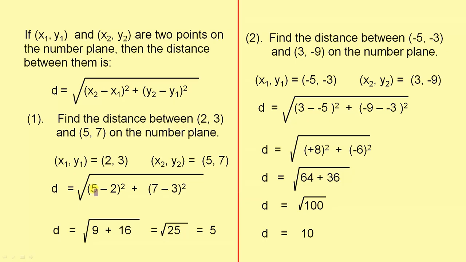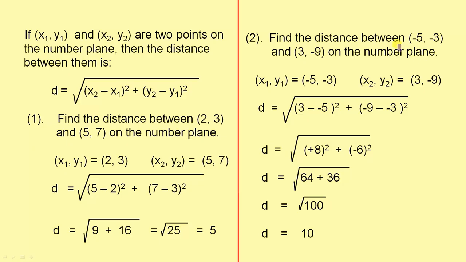And we get d equals the square root of (5 minus 2) all squared plus (7 minus 3) all squared. 5 minus 2 gives us 3. 3 squared is 9. So that's where we get the 9. 7 minus 3 is 4. 4 squared is 16. So we have the distance between the 2 points is the square root of 9 plus 16. Add those two together and that gives you 25. So the square root of 25 is 5. So that is the distance between the points 2, 3 and 5, 7.